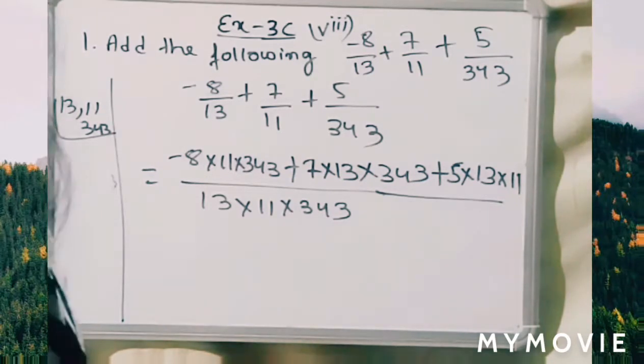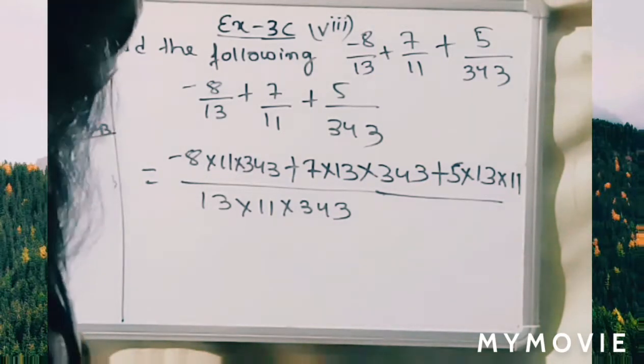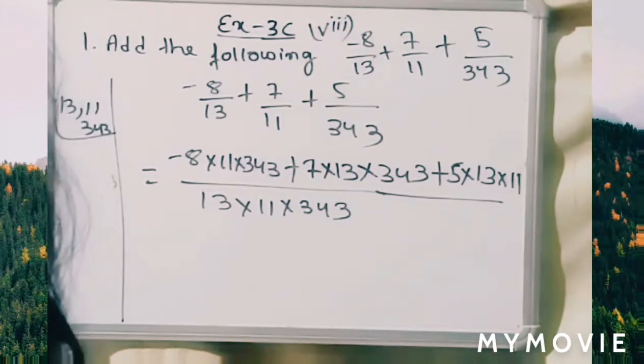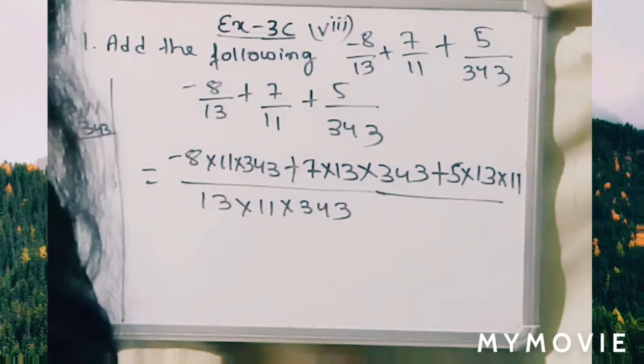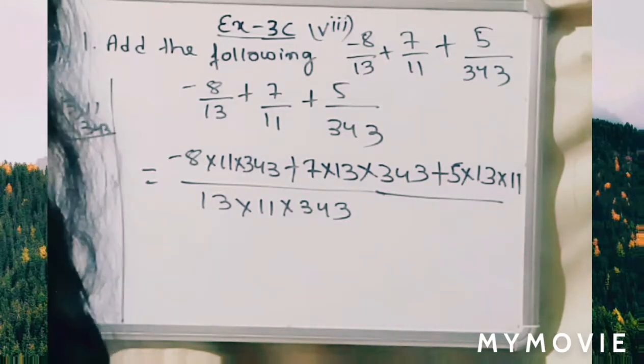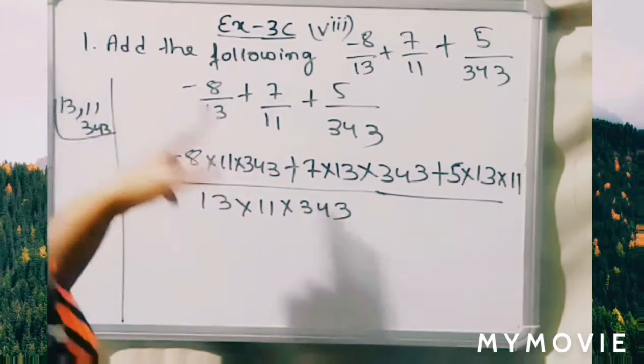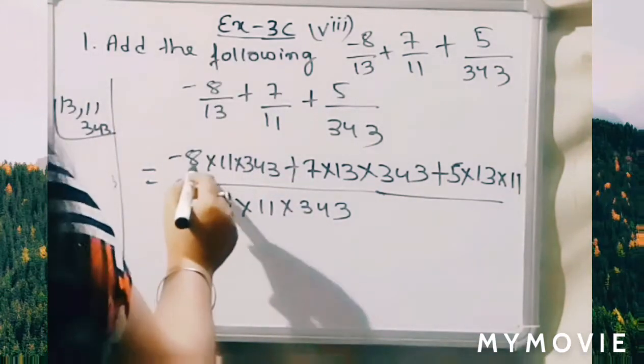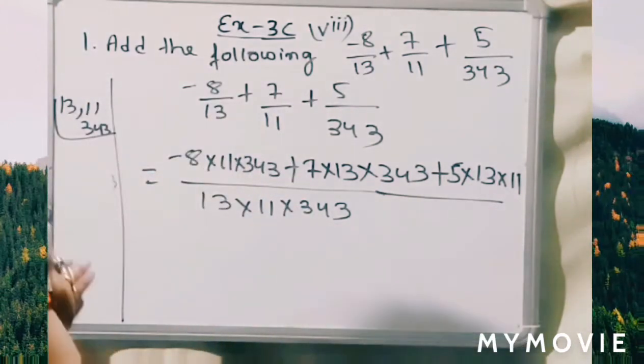Everywhere common is there. Now it's better. Instead of doing long division, can I take some common factor? Take the same common factor, it will remain the same. So you do the multiplication. You will multiply 8 into 11 is 88.